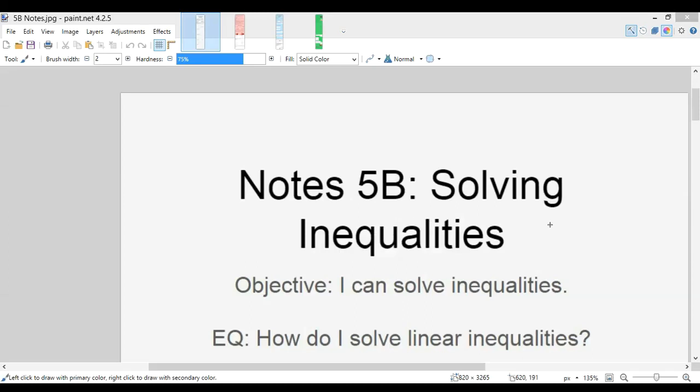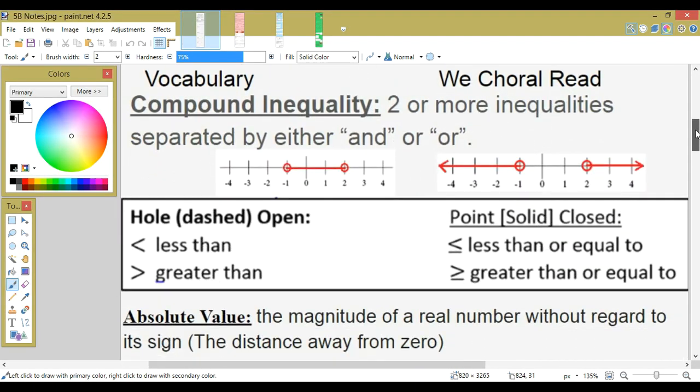Notes 5b. Solving inequalities. Objective: I can solve inequalities. Essential question: How do I solve linear inequalities? Vocabulary. Compound inequality: two or more inequalities separated by either "and" or "or."